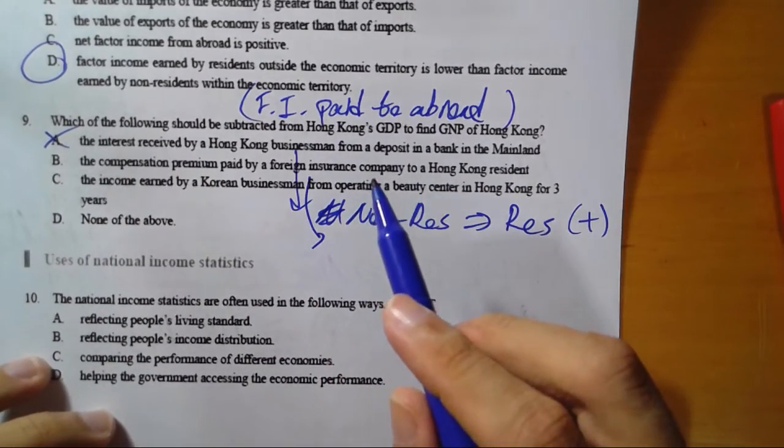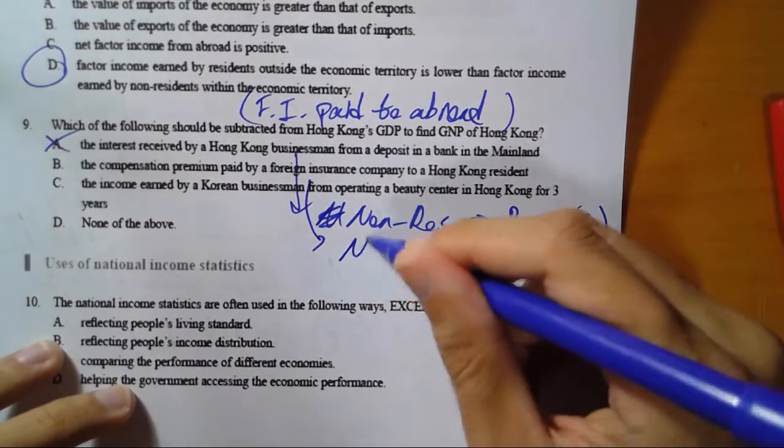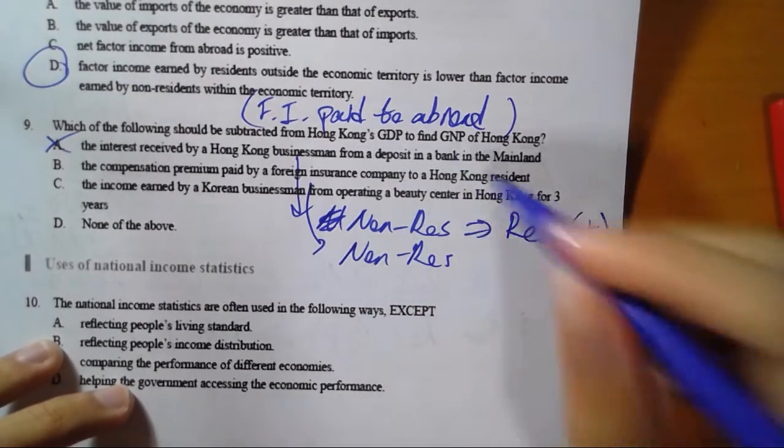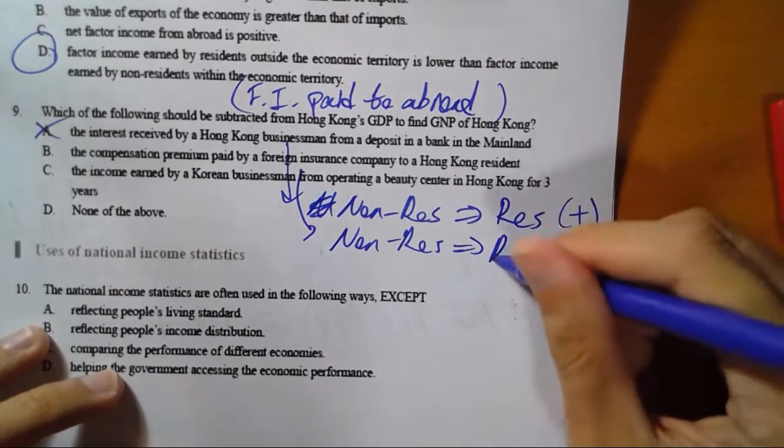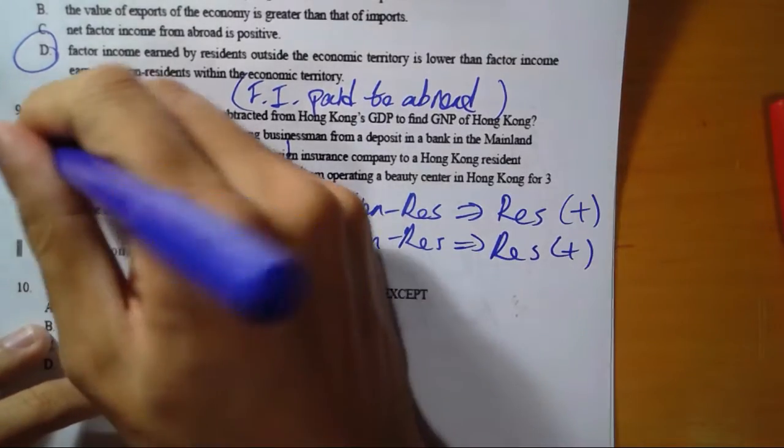Now B, compensation premium paid by a foreign insurance company to a Hong Kong resident, right? Look at it, again the same. Foreign insurance company, okay, foreign insurance company, non-resident, paying money to a Hong Kong resident. This is also a plus item.